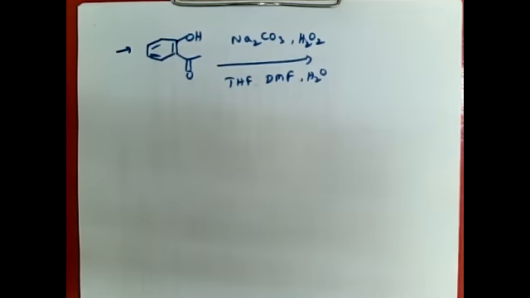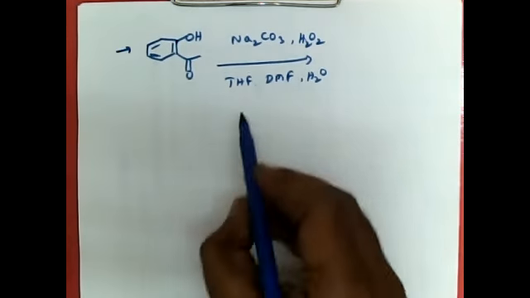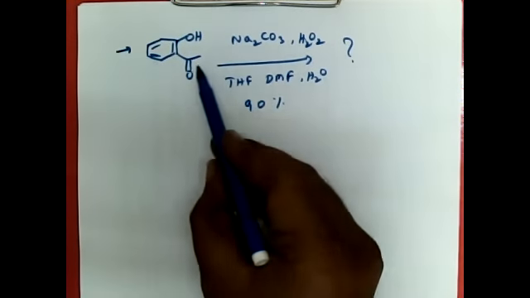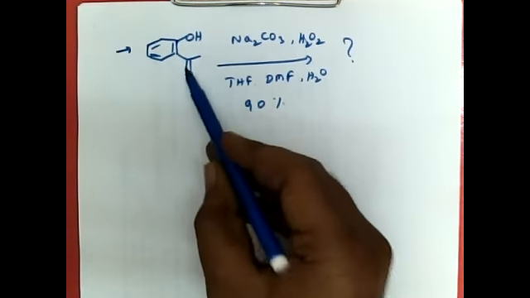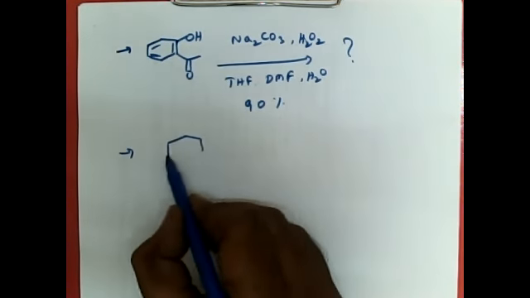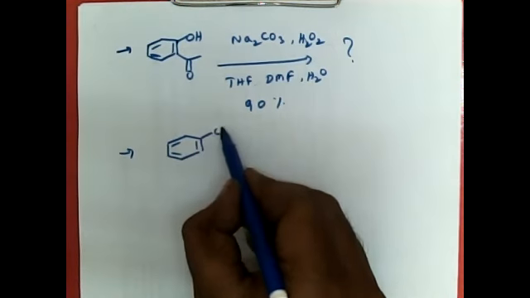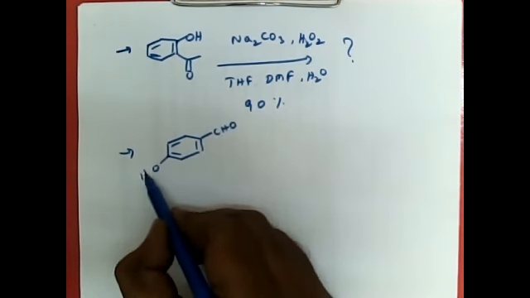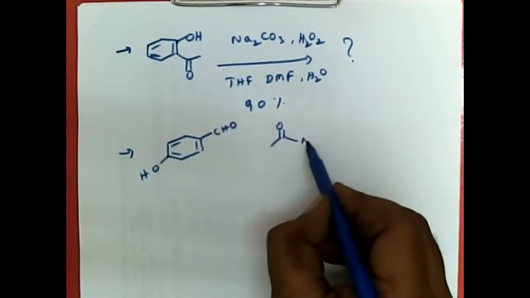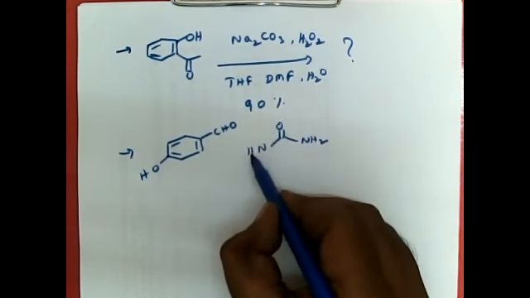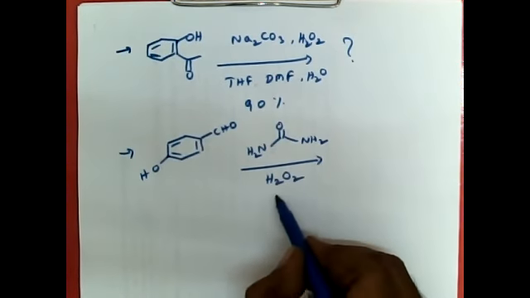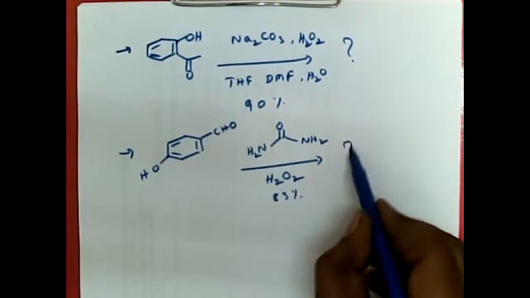So this is a solvent mixture, THF, DMF and water. What is the product here? So that means not only aldehydes, even ketones will also undergo Dakin reaction. When we have para-hydroxybenzaldehyde, this is urea and hydrogen peroxide. What is the product here?